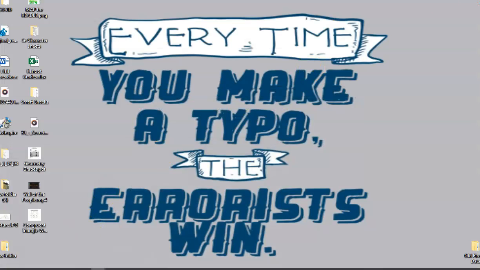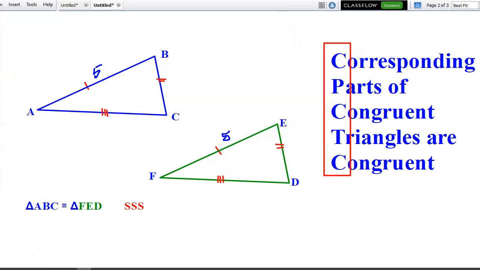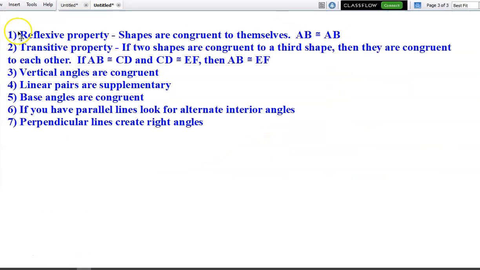So, really quickly, just a couple of things to keep in mind, little tips. Number one, don't forget reflexive property. Stuff's congruent to itself. And transitive property. If two shapes are congruent to a third shape, then they're congruent to each other. If AB is congruent to CD and CD is congruent to EF, then AB and EF are both congruent to CD, so AB and EF are congruent to each other. Don't forget about vertical angles, linear pairs. Those are very useful. Base angles are congruent.